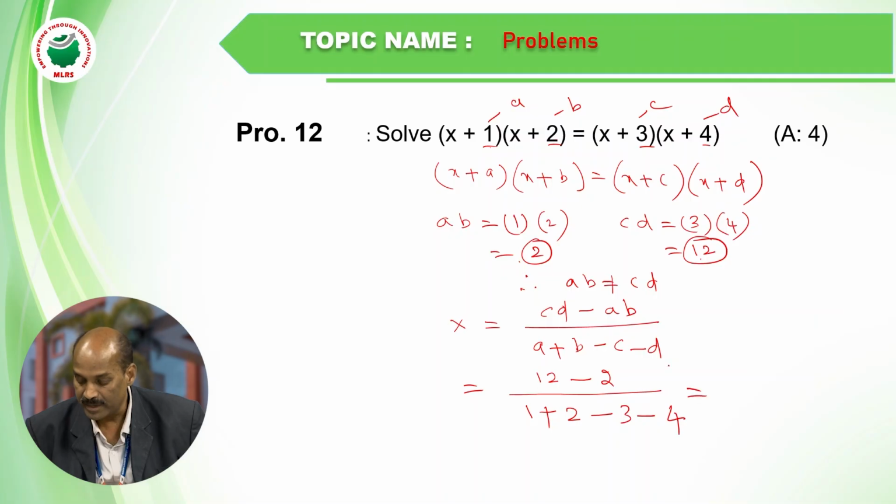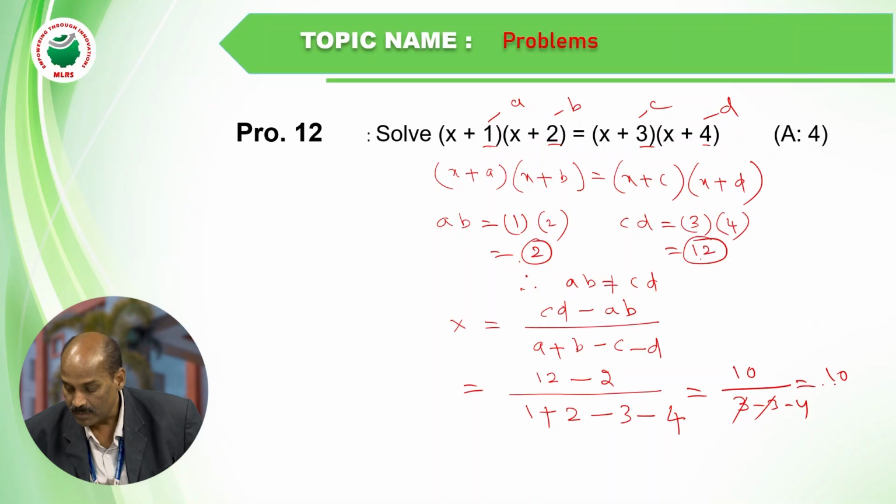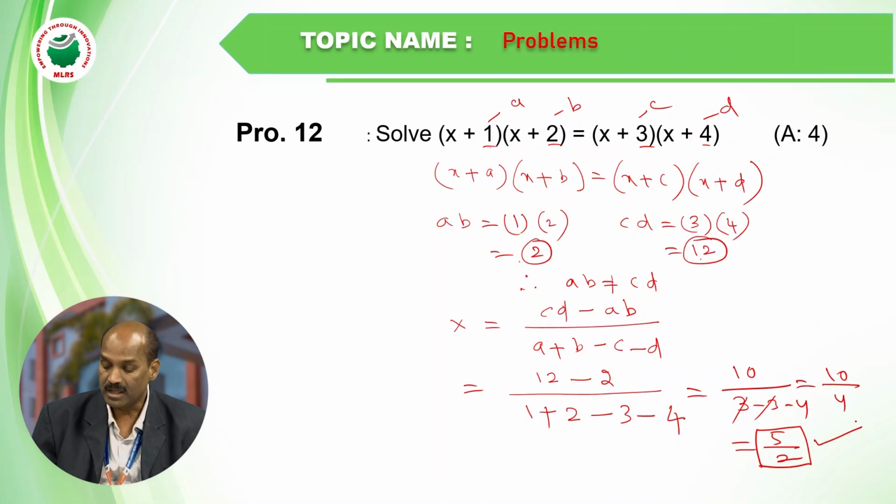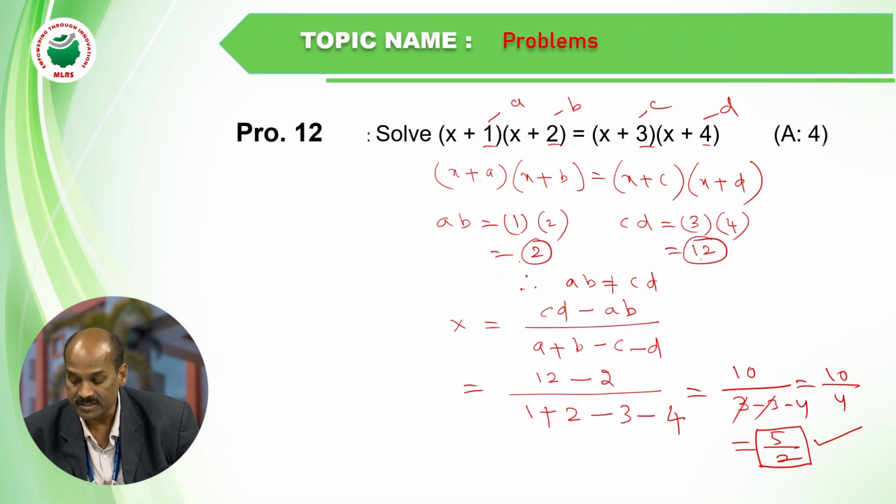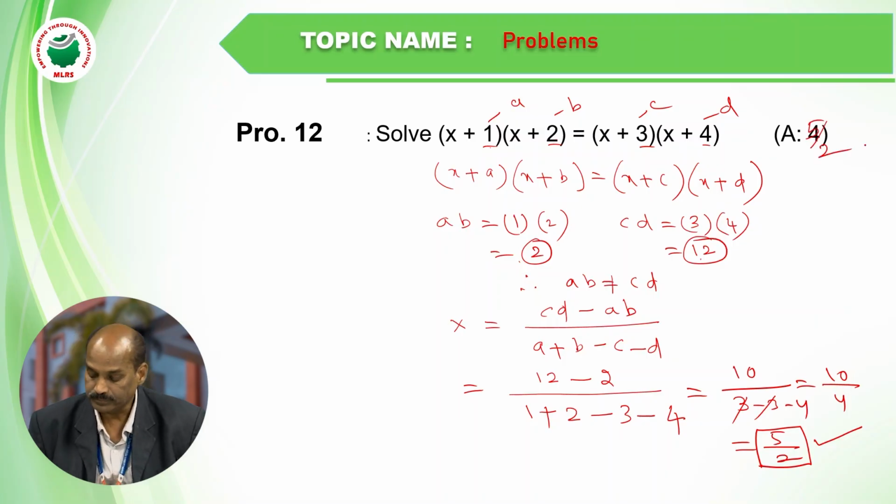So what is the answer? 12 minus 2, 10, divided by 1 plus 2, 3, minus 3 minus 4. This 3 cancels, so 10 by 4. 10 by 4 is nothing but 5 by 2. So 5 by 2 is the answer. Like that we can solve the problem. Remember the formula and substitute the constants in this formula. Then easily we will get the answer.